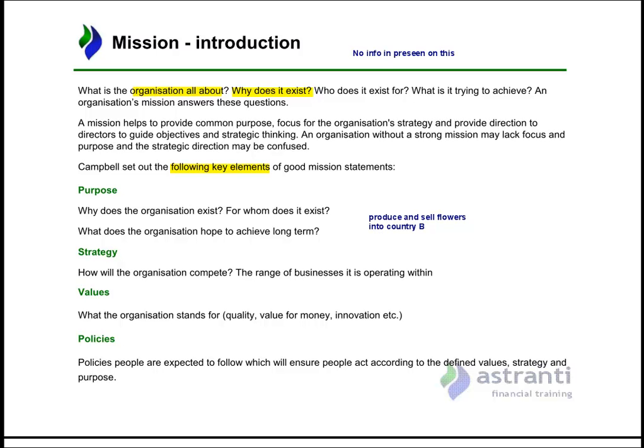So how does the company compete? What range of areas, what range of businesses is it operating with? Well, we know that it sells roses, carnations, and chrysanthemums. So these are the businesses that it exists in. These are the 3 types of flowers that it exists to sell.